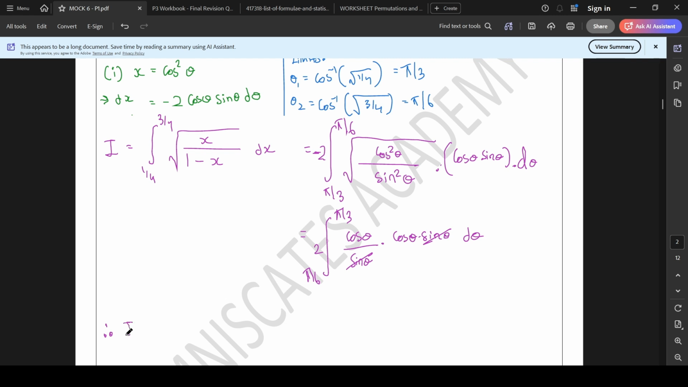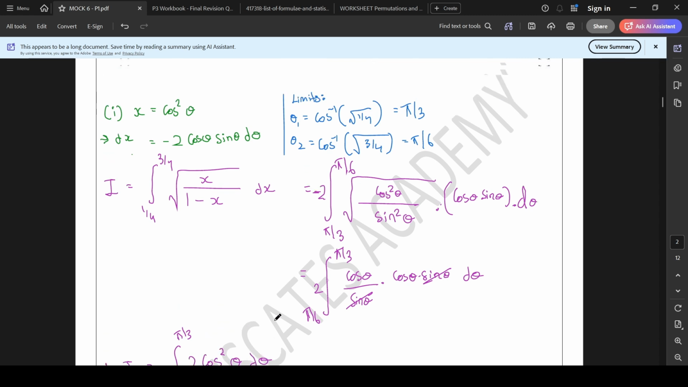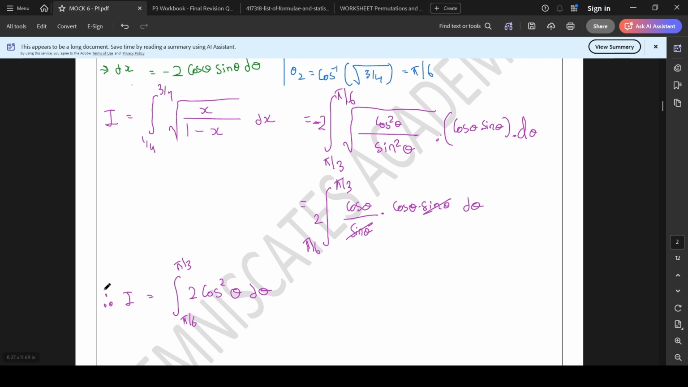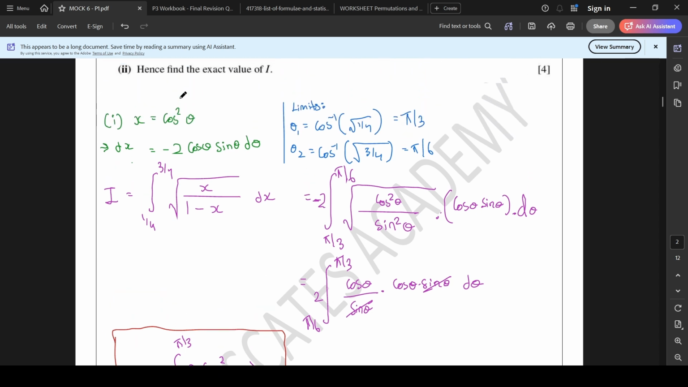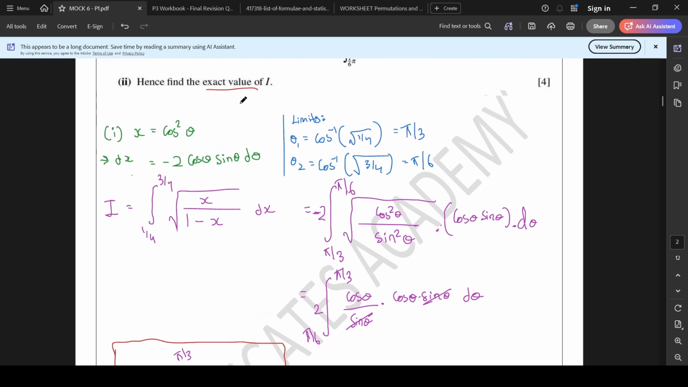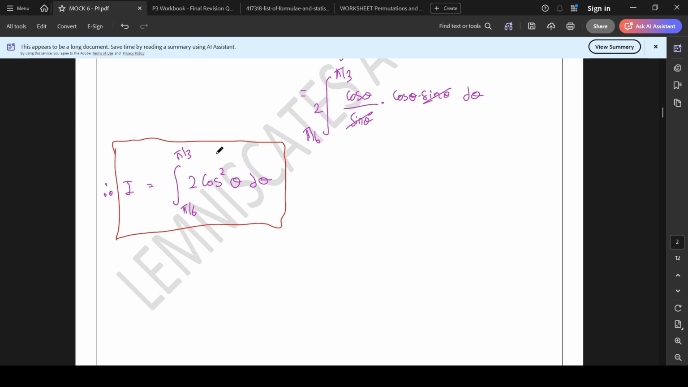So therefore my I will be equal to integration from pi over 6 to pi over 3 of 2 cos square theta d theta. And yes, that is how we prove this particular part. Now, once we are aware that I is equal to this, the next part would be to find the exact value of I. How can I do this?